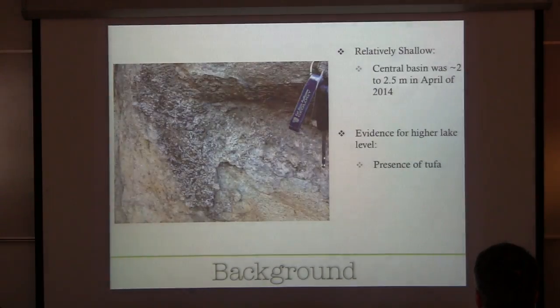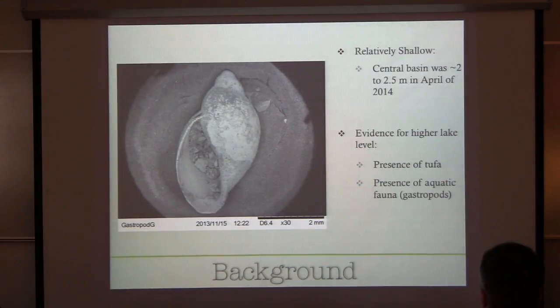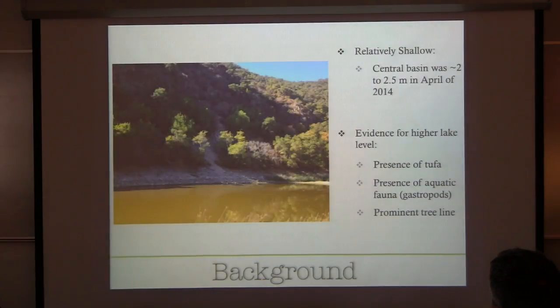The evidence for this includes the presence of tufa and raised rocks on the south side of the lake, which form in the presence of water. The second is the presence of aquatic fauna in raised lacustrine sediments on the north side, specifically gastropods. And the third is this prominent tree line that characterizes the south side of the lake.